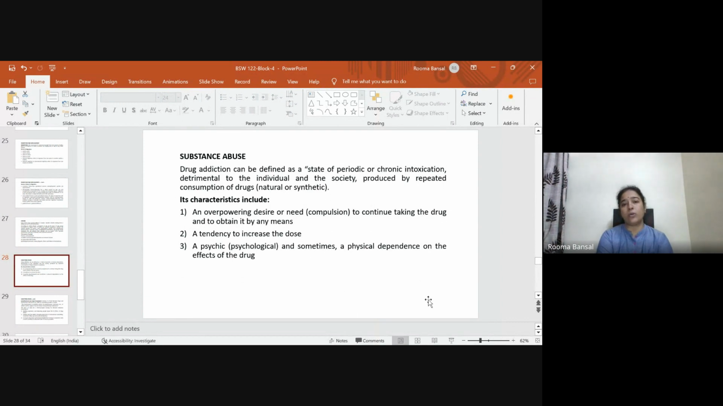Its characteristics include an overpowering desire or need to continue taking the drug and to obtain it by any means. It means the habit of taking any sort of drugs or alcohol, because they get addicted. Number two, a tendency to increase the dose. Here we can take the example of any person who consumes alcohol. He starts with a small quantity and gradually starts taking a heavy dose of it.